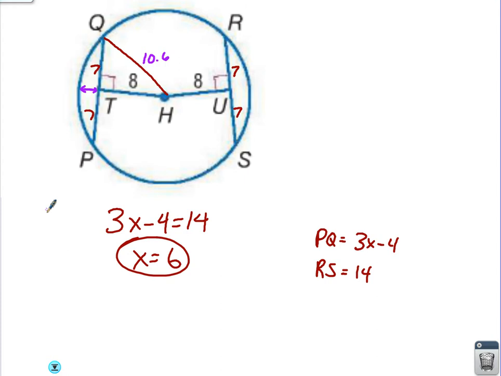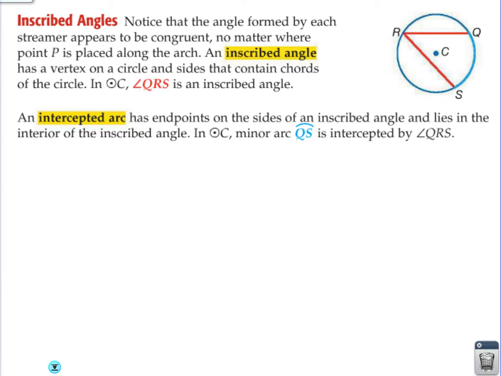2.6. Perfect. If the radius is 10.6, does that not make this radius 10.6 as well? The distance from here to here is 8, making that 2.6. Good job. Again, that was extra. I won't charge you for that one.